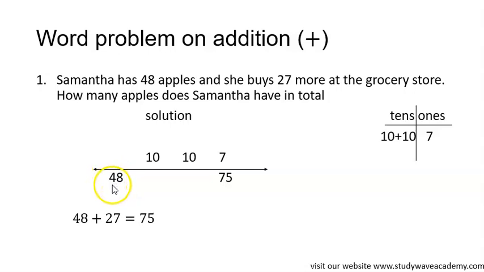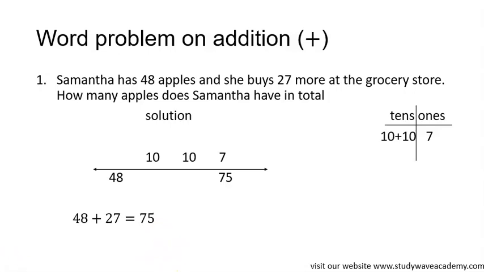So 48, going 10 steps, is going to give you 58. And 58, going another 10 steps, is going to give you 68. And when 68 counts 7 steps, it is going to give you 75. When you get to the last 10, you move 7 steps, and when you get there, you're going to have 75. So 48 plus 27 is going to give you 75. Do you understand that?